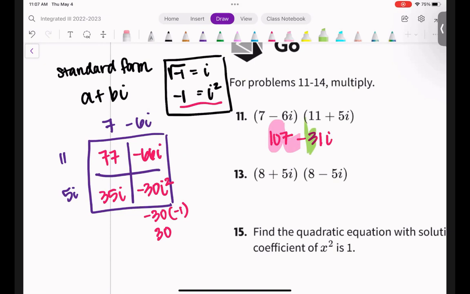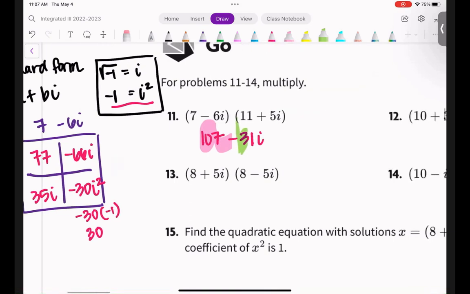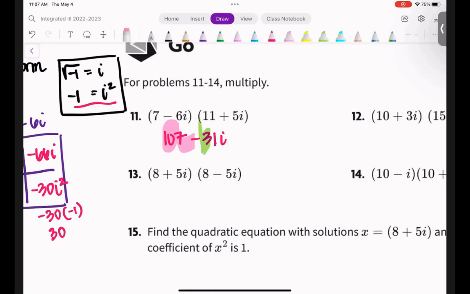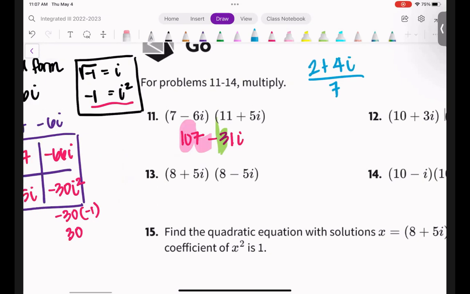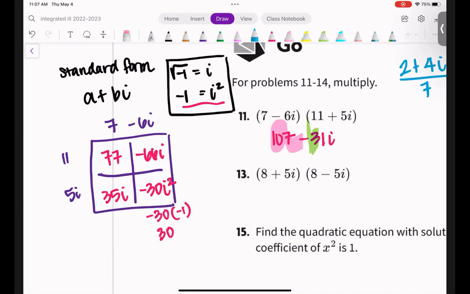So that's standard form. Some people leave their answer as, like, I don't know, 2 plus 4i divided by 7. Okay. And that's incorrect because I can't tell you what my a is straight off. So you want to make sure that you have a very clean standard form by having a plus bi. Okay.